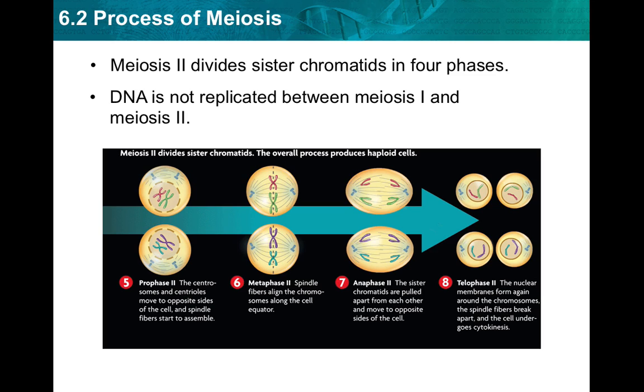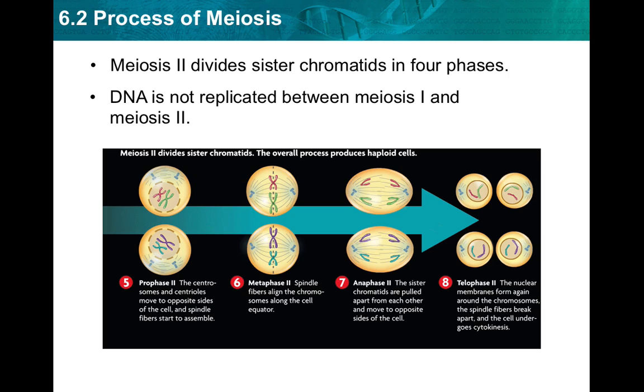Prophase 2 is when the centrosomes and centrioles move to opposite sides. Spindle fibers assemble and nuclear membranes break down. Then we have metaphase 2. Spindle fibers align the chromosomes along the cellular equator. Anaphase 2. Sister chromatids are pulled to opposite sides of the cell.